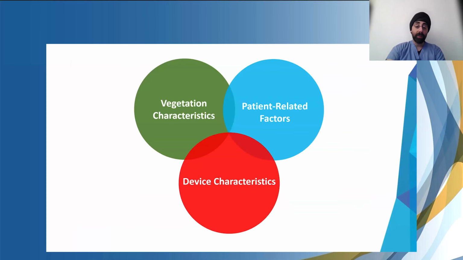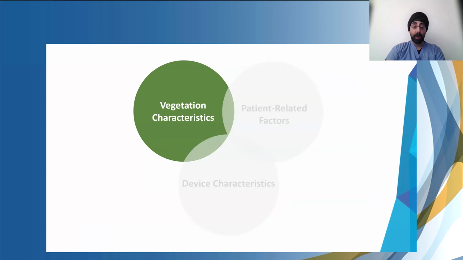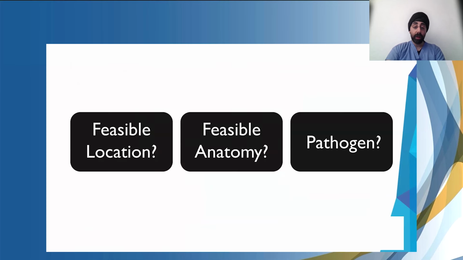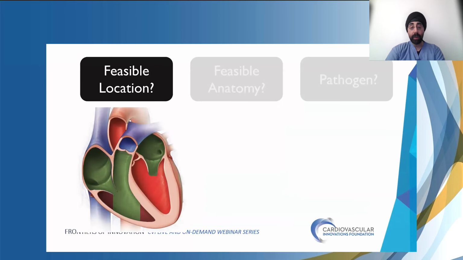When we think about what patients are appropriate, we really want to dive into vegetation characteristics, device characteristics, and patient-related factors. And all of these may play a role in who may be better or worse for a catheter-based intervention. Let's talk about vegetation characteristics first. And if you go to the next slide, we want to talk about the location, the anatomy, and the pathogen.